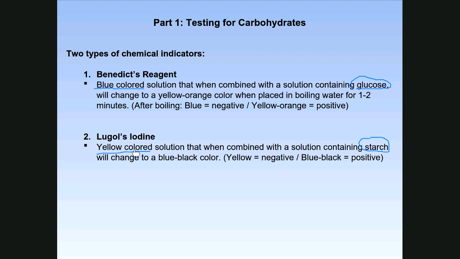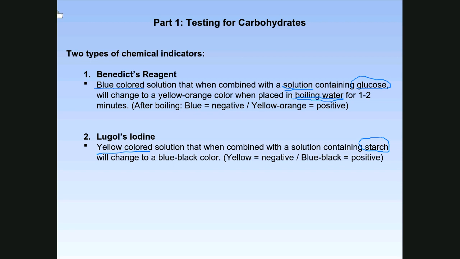Now, the way it works is whenever you want to test a solution for glucose in this lab, you'll use this chemical color indicator, Benedict's reagent. When you add it to a solution that contains glucose, initially, if it's a clear solution, it's going to turn the solution blue. The only way Benedict's will react with any glucose present in a solution is if you place it in boiling water. This chemical has to be heated in its solution form for it to react with glucose.